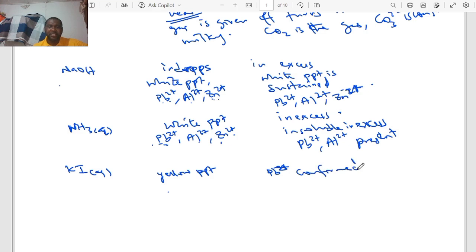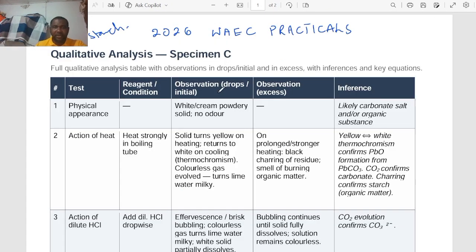And that yellow precipitate is formed because of the formation of lead iodide. Okay? Because lead iodide has that yellow color. Okay, so that is it for that. Now we are going to look at what we have here.